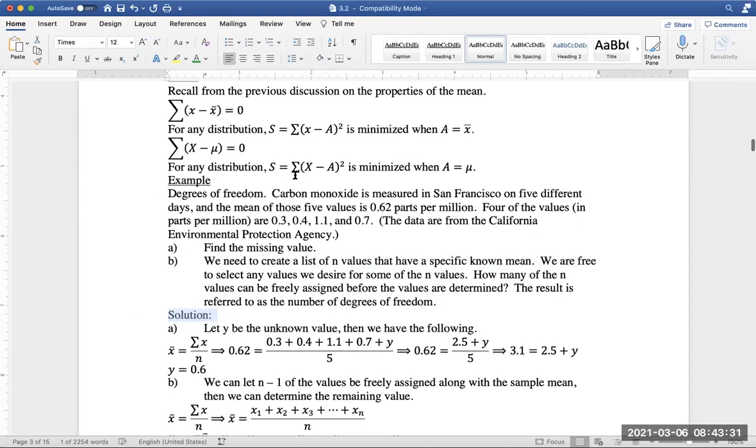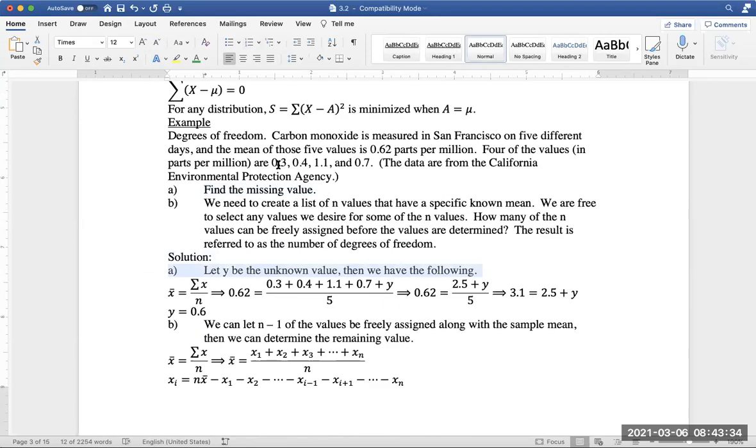Let y be this unknown value. So I have here 0.3, 0.4, 1.1, 0.7, and some missing value, let's call it y. Then the mean, the sum of x over n, is, well, they tell us, 0.62. And we can find it by just adding up all these values, 0.3, 0.4, 1.1, 0.7, plus this missing value y, all divided by, there's 1, 2, 3, 4, 5 values. So divide by 5.